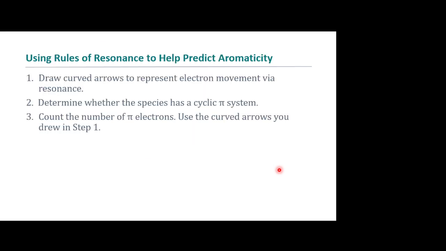Okay, so let's go ahead and do some rules for resonance to help predict our aromaticity if we're doing it graphically. So we're going to draw curved arrows to represent electron movement via resonance. We'll determine whether the species has a cyclic pi system, and then we'll count the number of pi electrons so we can figure out aromatic or anti-aromatic or non-aromatic, if it followed all the other rules and still doesn't land on one of the Huckel numbers.